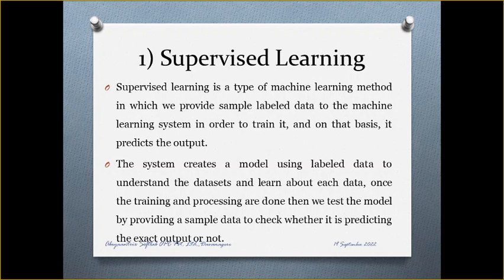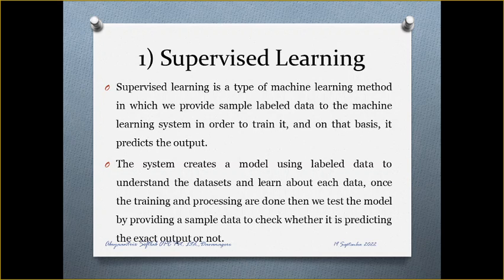So supervised learning is a type of machine learning method in which we provide sample labeled data, past data that we are going to keep for the machine. Past data or history data, the sample data, is labeled data. Labeled in the sense that we know the output.